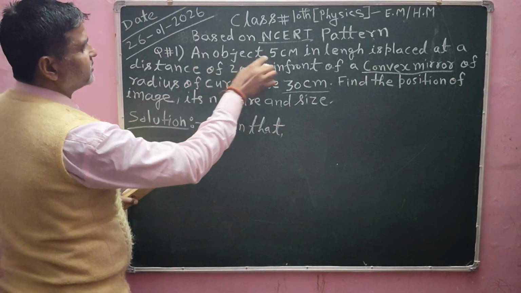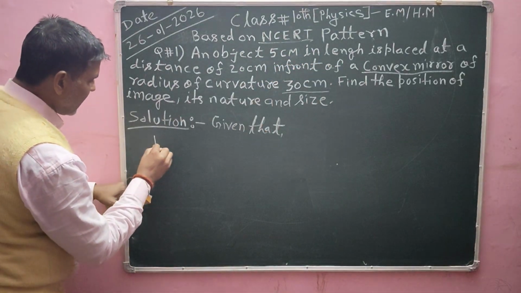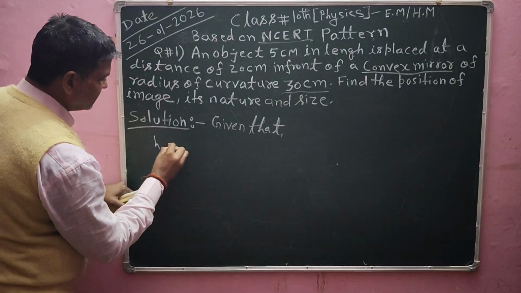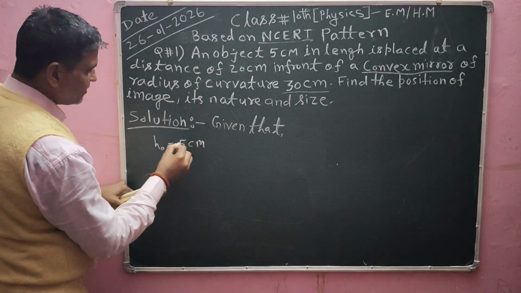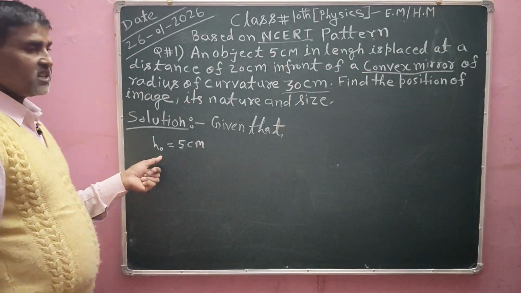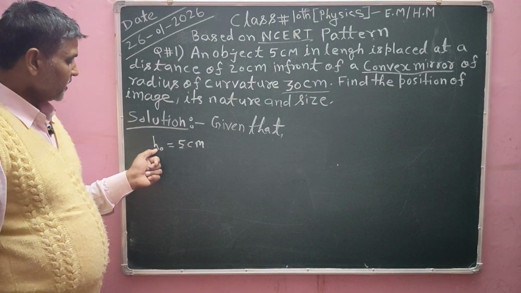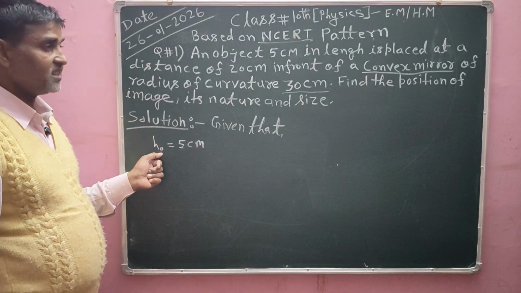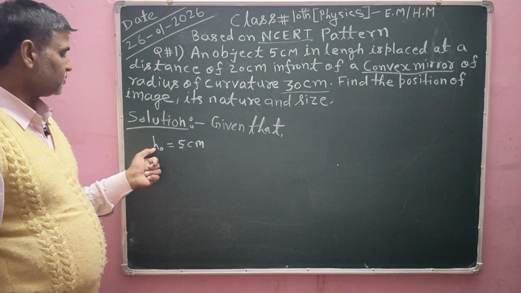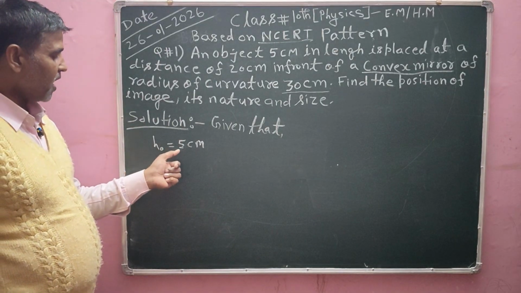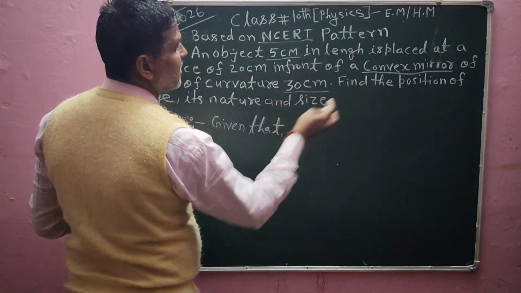So an object 5 centimeter in length, that is the height of the object that is given here, 5 centimeter. Here I have written the symbol HO. O stands for object and H stands for height. Height of the object, HO, that is 5 centimeter. That is given here.